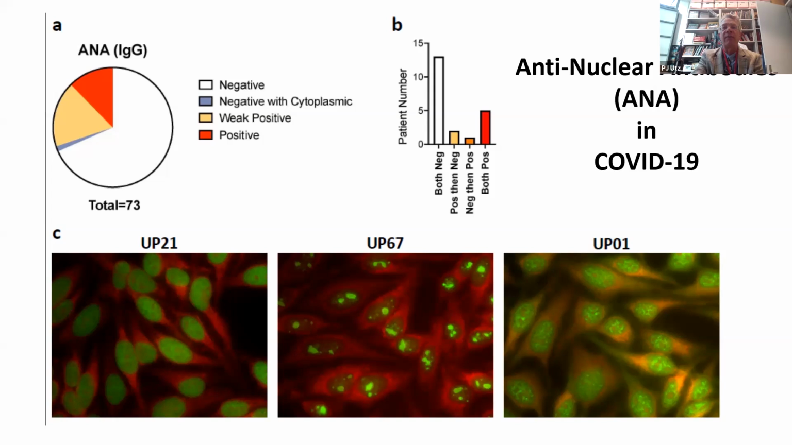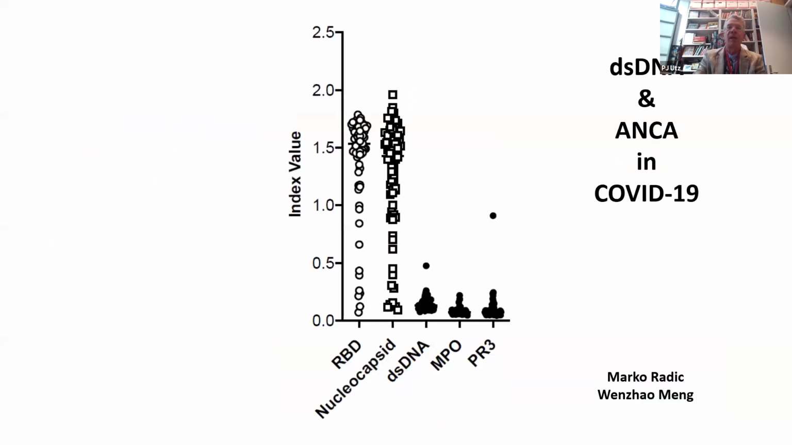So about 25% of them are positive, and they're pretty weakly positive. They were all in the order of 1 to 80 to 1 to 160. Marco Radic and Wen Zhao, so Marco is at the University of Tennessee, also collaborated with us on this project. And at Penn, they did ELISAs for RBD and nucleocapsid. So you can see most of these subjects have pretty high levels of these antibodies. They looked at double-stranded DNA antibodies, antibodies against myeloperoxidase, and antibodies against proteinase 3.